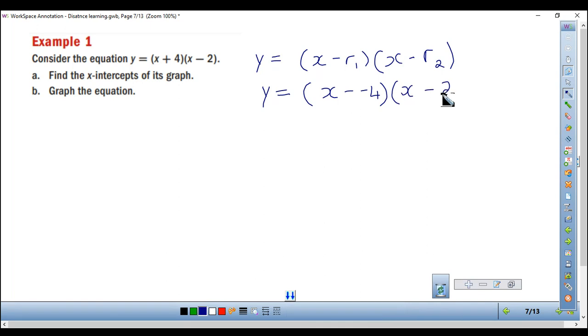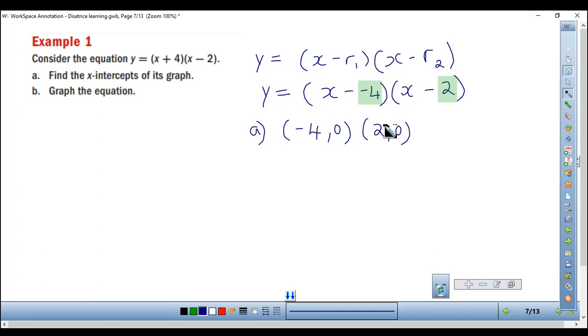And this would just be x minus 2. I do wish I'd put those in a different color, but instead I'll just highlight them. So you must rewrite it, or at the very least think about it as x subtract something. So my roots, or my x-intercepts, are going to be (-4, 0) and (2, 0).